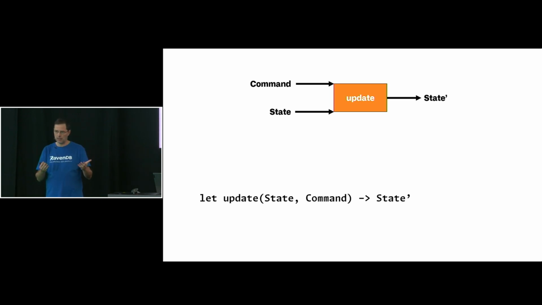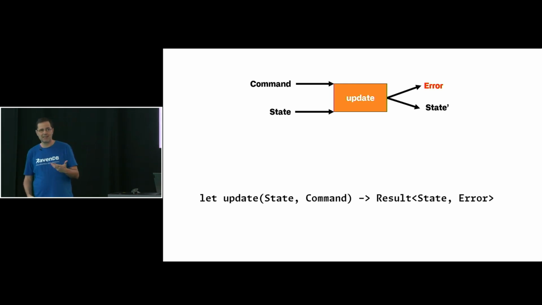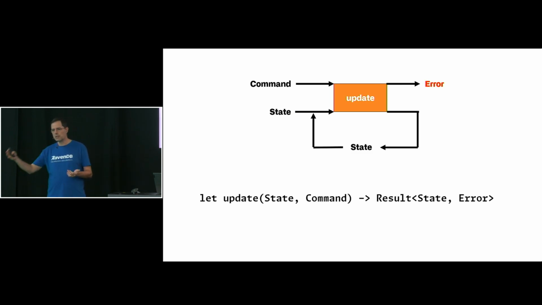I'm calling it update. This function will receive the current state of the system. It will receive the command I want to execute against the system. It will execute the command against the system using some business logic, and it will return a new state. Of course, commands can be rejected for various reasons. It's an invalid command, or you don't have authorization to execute it. So I'm returning either a new state or the error. And of course, the new state I produce is the input, again, for the next command that will arrive to the system.